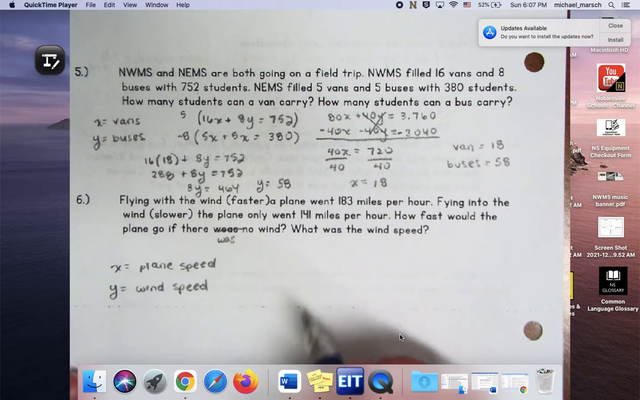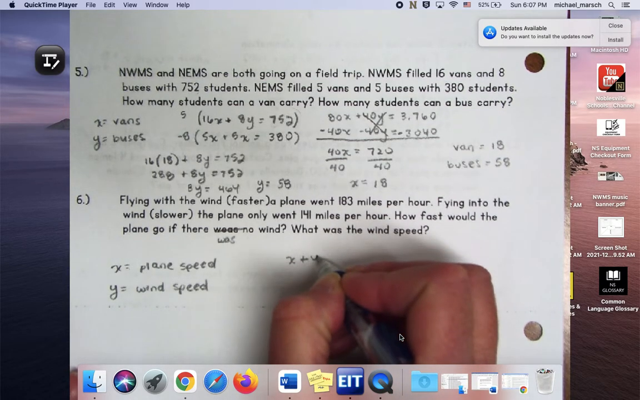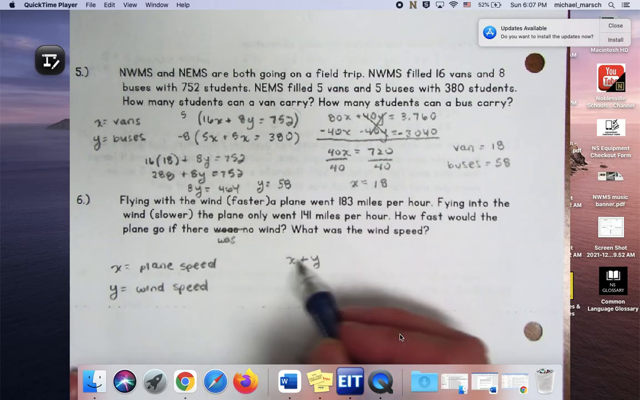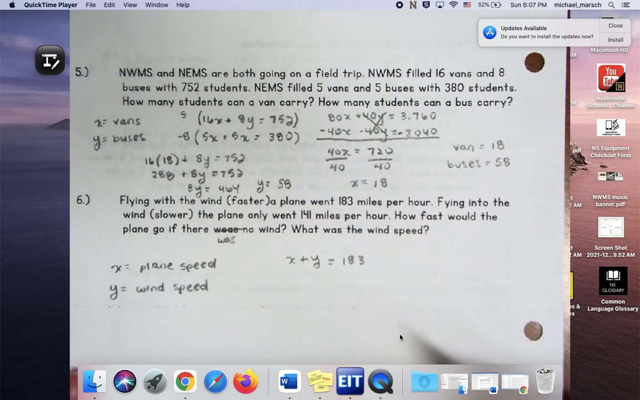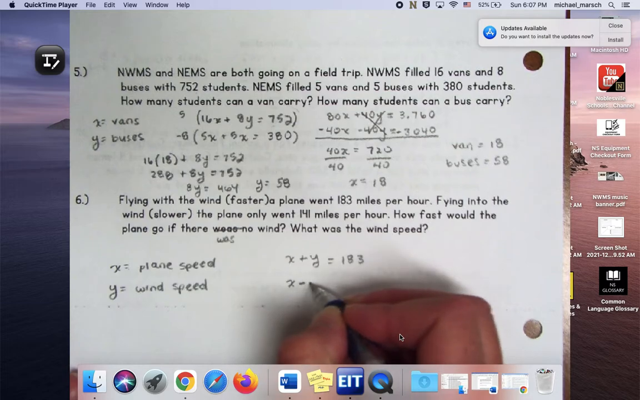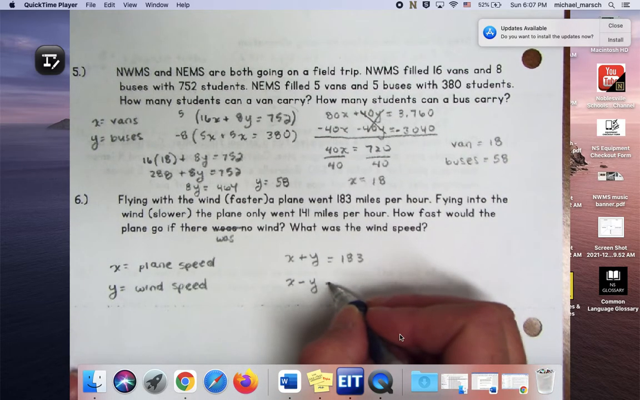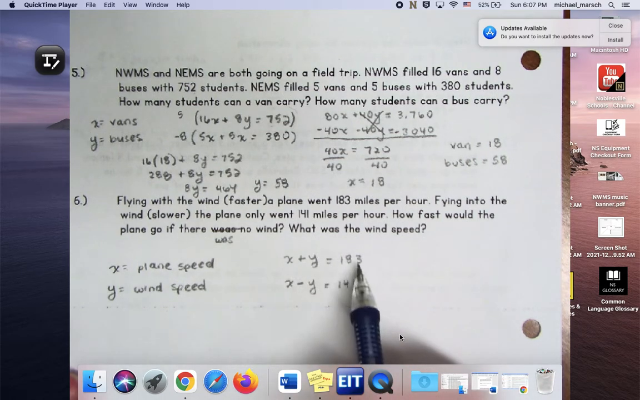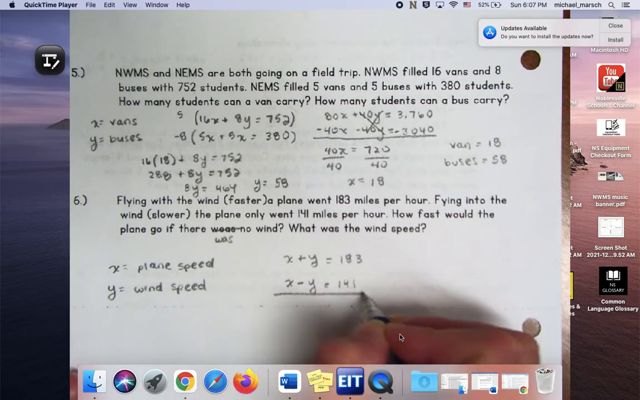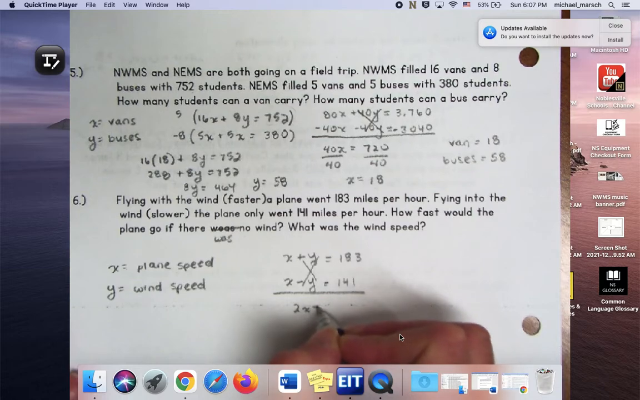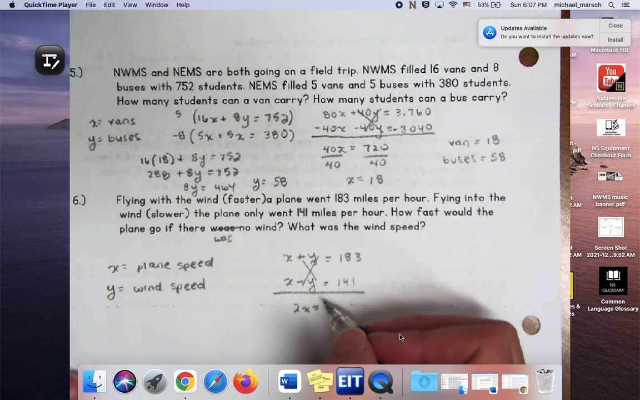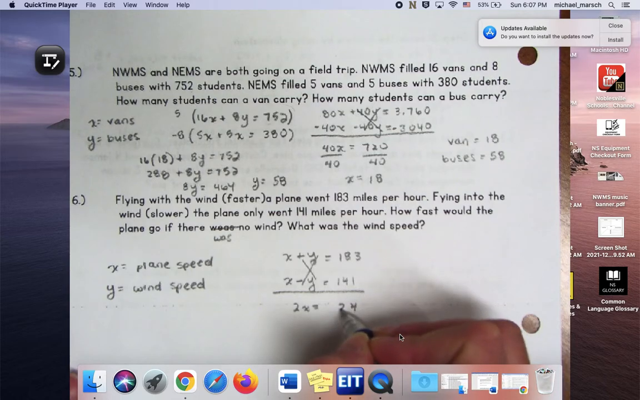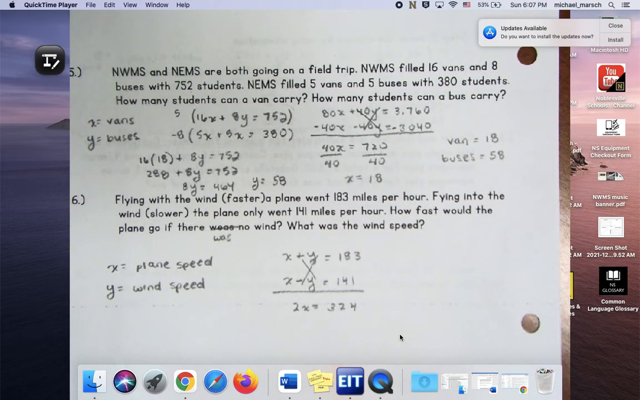X and y. So we know that the plane with the wind, so the faster, so with the wind, it goes 183 miles an hour. But the plane against the wind, meaning the wind is making it go slower, it's going to go 141 miles per hour. So when we add the two together, when the wind is helping, we go faster. When the wind is slowing us down, we go slower. So then we solve this system. These y's are gone. So we get 2x equals 324. Just want to make sure I have this right. Don't want to lead you guys astray.